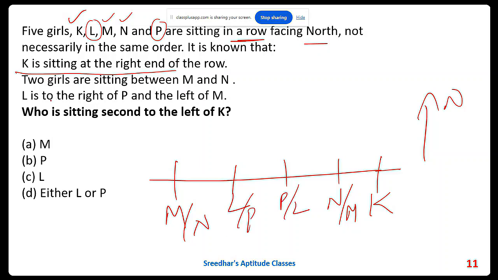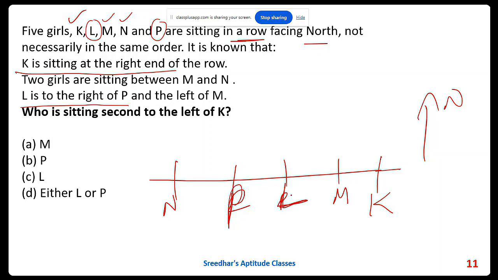Okay. Next, L is to the right of P and to the left of M. If L has to be right of P and left of M, this must be M. This is N. This is P and this is L. So now if you see, L is to the right of P, absolutely. L is to the right of P and to the left of M, absolutely. So this arrangement is satisfying all the conditions.